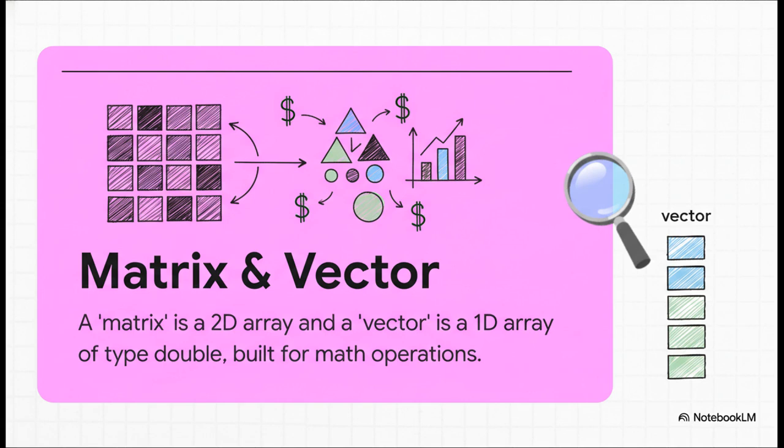Okay, so let's break down what we're actually talking about here. According to the MQL5 reference, the language now has a matrix type. You can think of it as a two-dimensional grid of numbers, and a vector type, which is just a single row or column. But the key thing to remember is that these are not your standard arrays. They come supercharged with special methods just for high-speed linear algebra.